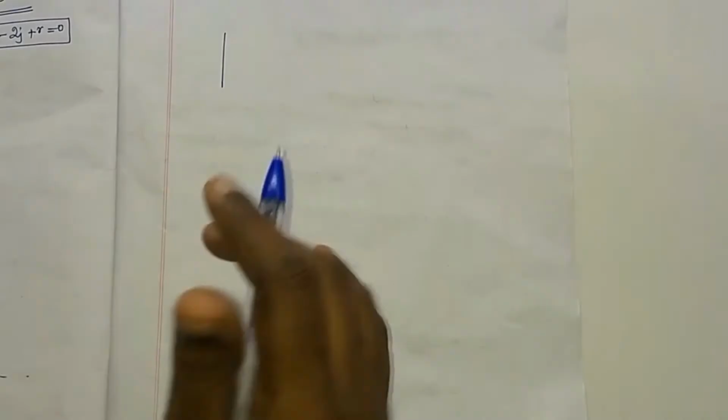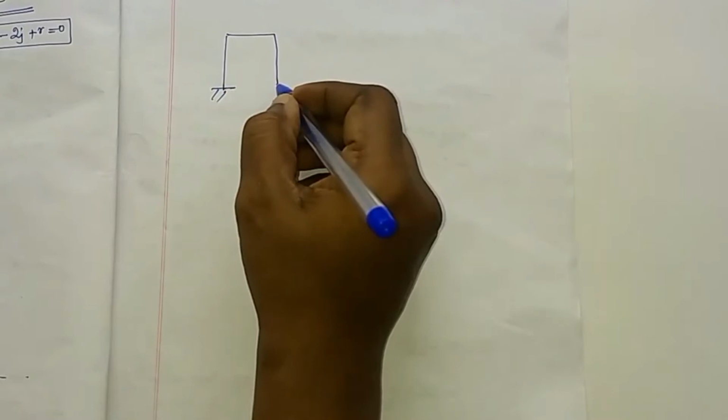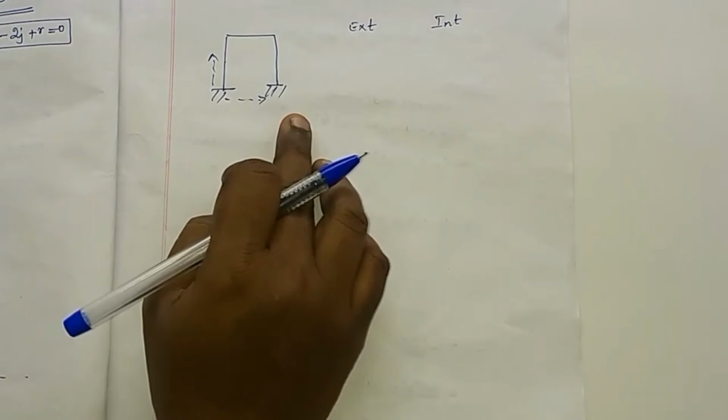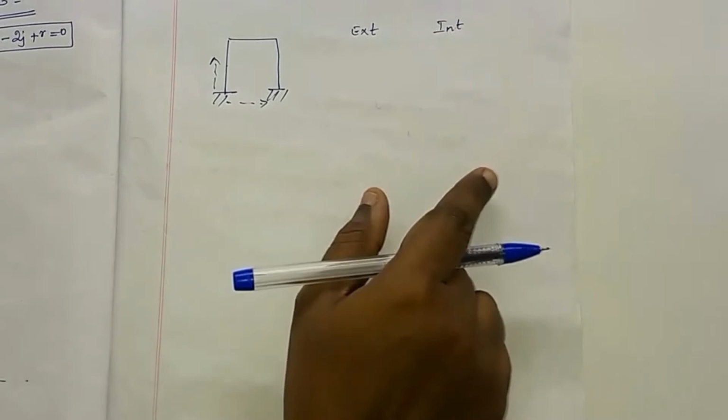Let me consider a two-dimensional frame. So it has dimension along this direction and dimension along this direction. So here I can calculate what is external indeterminacy. I can calculate what is internal indeterminacy. Only for one-dimensional structure I have R minus r equal to 0. If I'm going to have dimensions along two axes, then I need to determine what is external indeterminacy and internal indeterminacy. My external indeterminacy is based upon the support reactions.